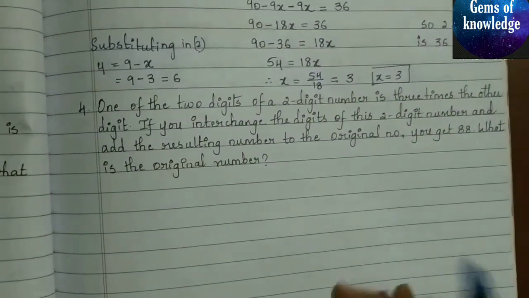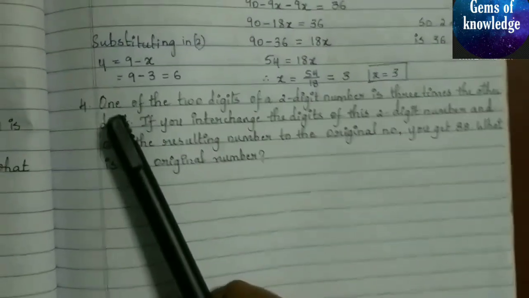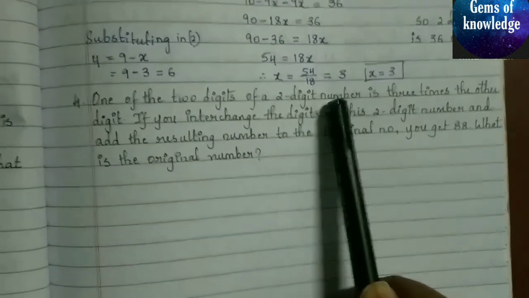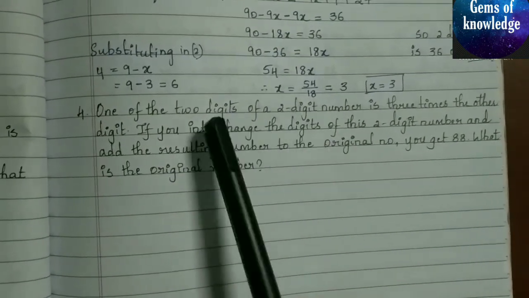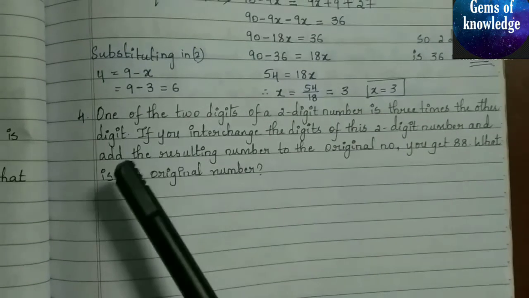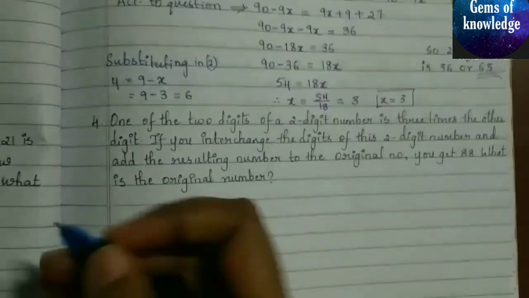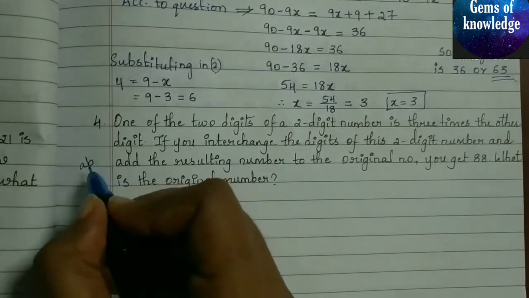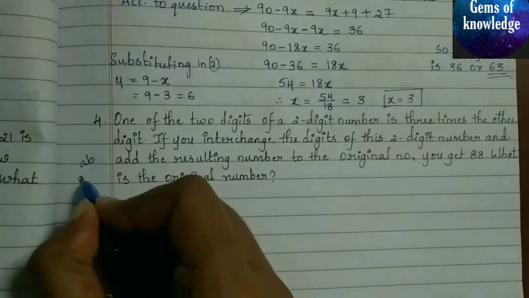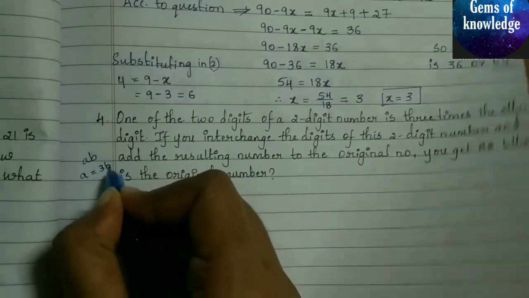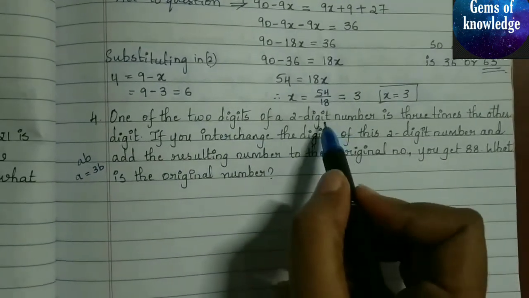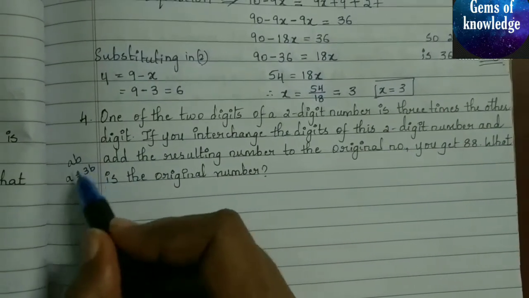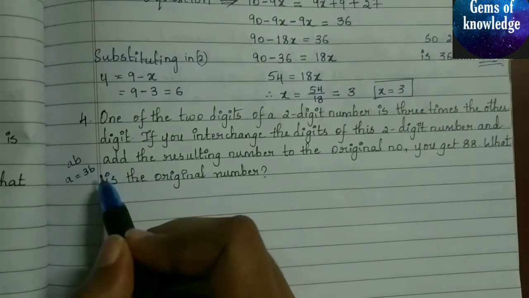Now moving to the fourth question here. You can see the fourth question: one of the 2 digits of a 2-digit number is 3 times the other digit. If the 2-digit number is AB, then we can consider that A equals 3 times B. You can see here, one number is 3 times the other number.